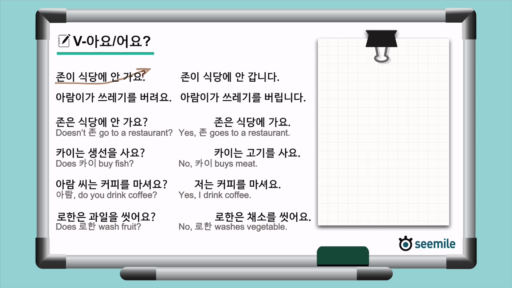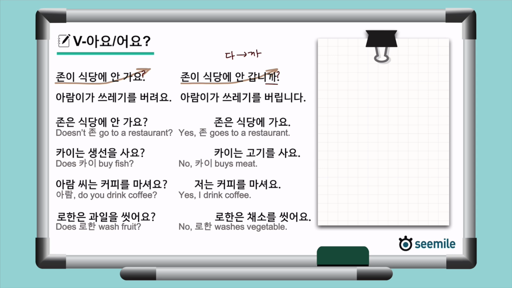When speaking formally, the only thing you need to do to change a declarative sentence into the interrogative form is changing the last word from 다 to 까. For example, John doesn't go to a restaurant in Korean is 존이 식당에 안 갑니다. Now change 다 into 까 and make it a question, giving the rising tone at the end of it. 존이 식당에 안 갑니까? Good job!